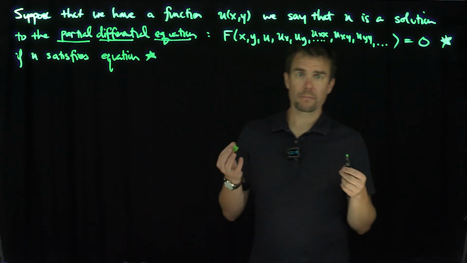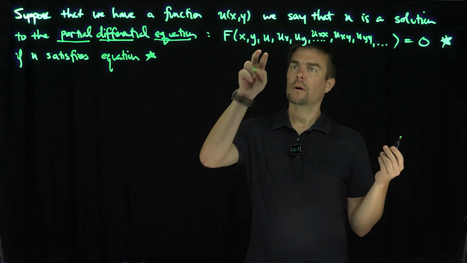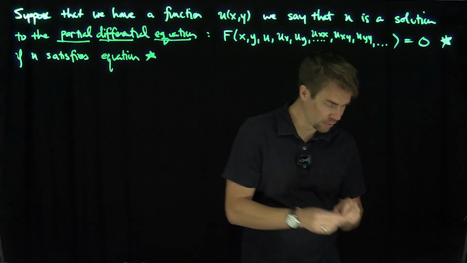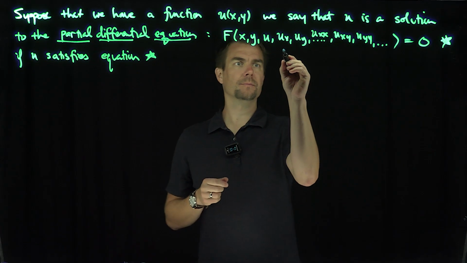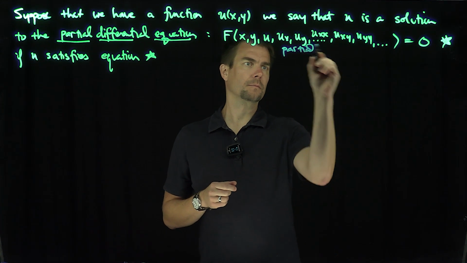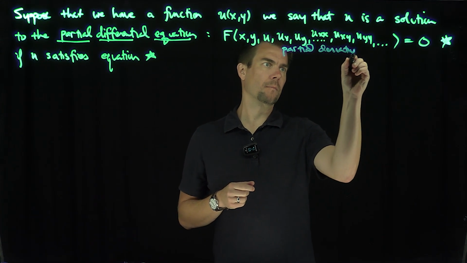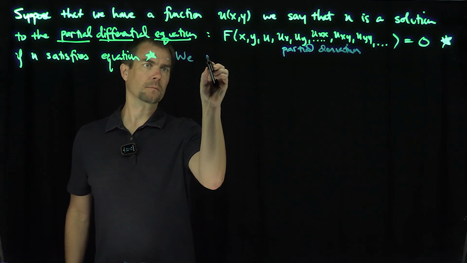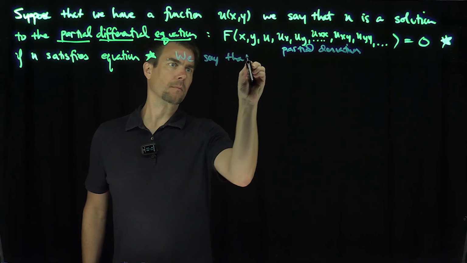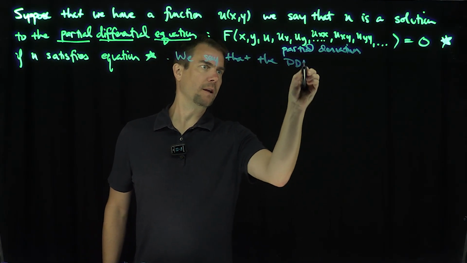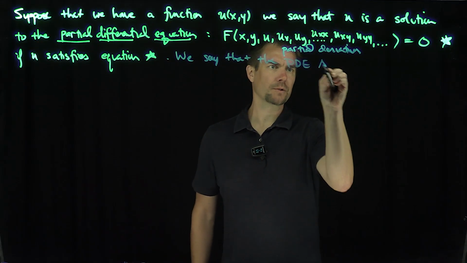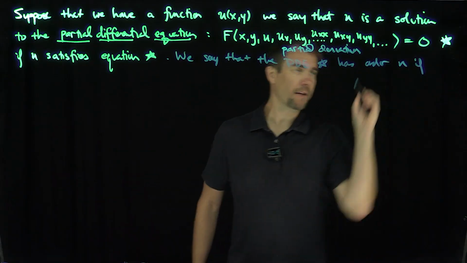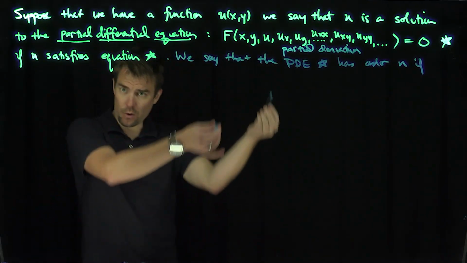A PDE is an equation that involves the independent variables, maybe, maybe not, involves the dependent variable u, and then derivatives of u, partial derivatives of u, right? So all these things are partial derivatives. And what we say is that the PDE star has order n if the highest order of partial that exists in the equation is of order n.